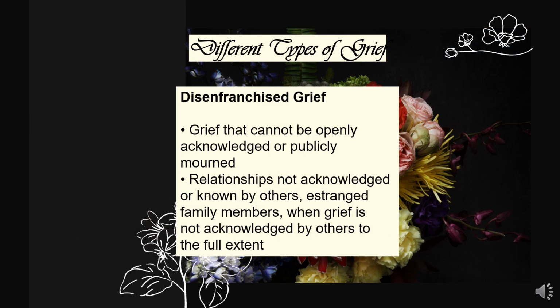Another type of grief is known as disenfranchised grief. This is grief that cannot be openly acknowledged or publicly mourned. For example, relationships that are not acknowledged or known by others, or estranged family members. When grief is not acknowledged by others to the full extent, that is what is referred to as disenfranchised. So the person grieves in silence, which can be very painful.